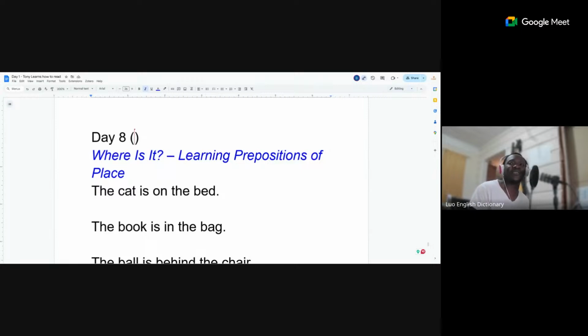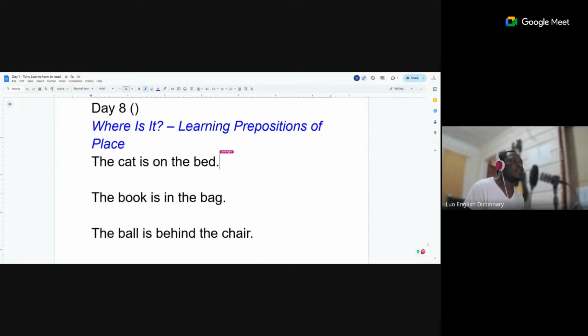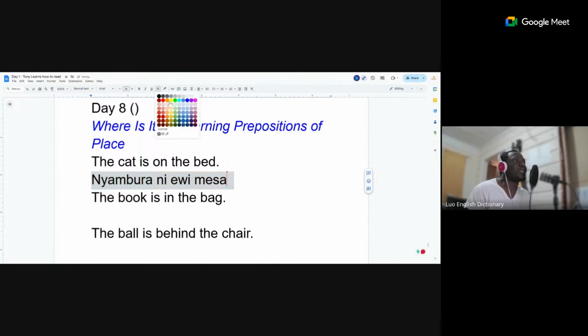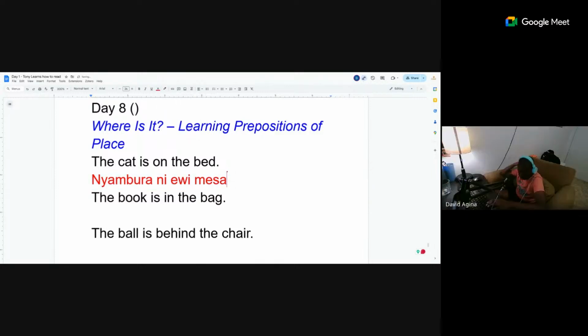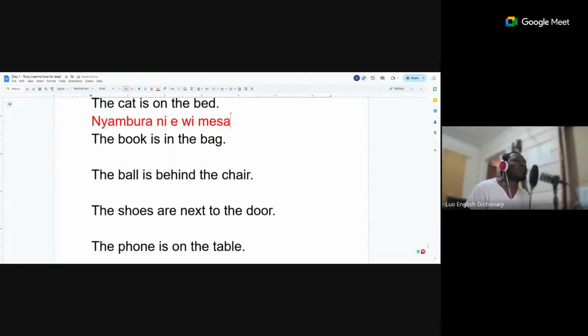Anyhow, let's learn about prepositions, and we are going to look at a few things in the house and where they are. For example, the first one is the cat is on the table. So for this case, we shall say: Nyambura ni ewi mesa. Okay, repeat that. Nyambura ni ewi mesa. Can you say that? Good.